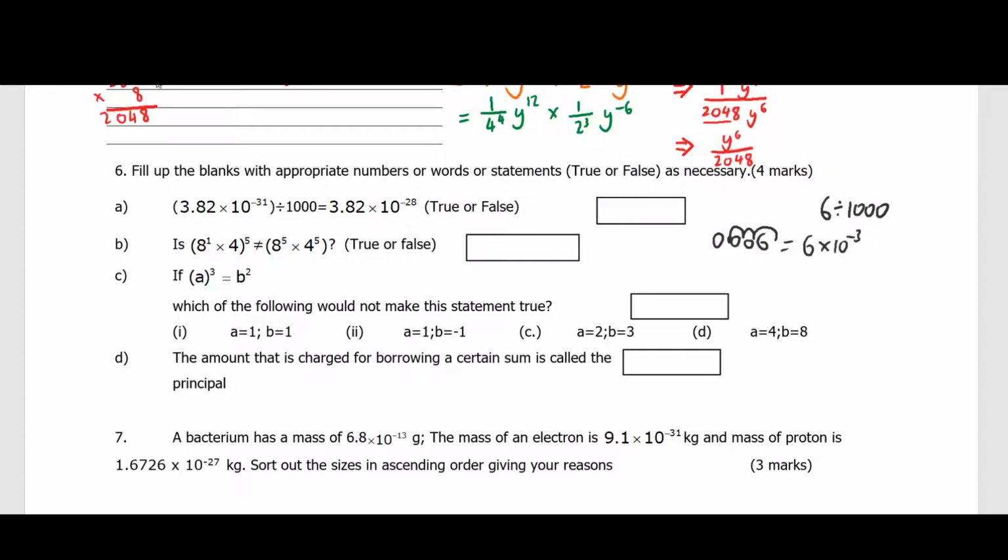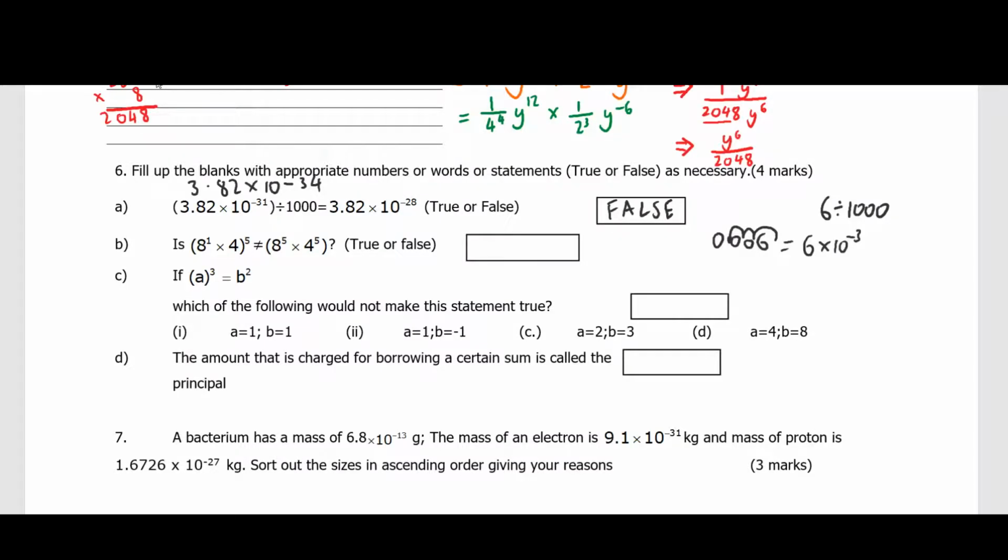So if I divided 10 to the negative 31 by 1,000, that would give me 3.82 times 10 to the negative 34. So it's false. Okay, so dividing makes your number less, your index less. So it's false.